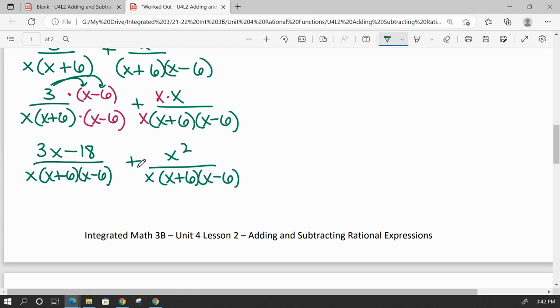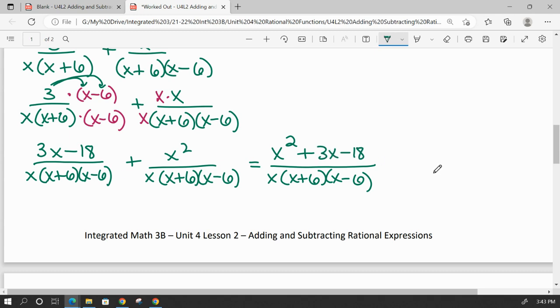So now, going back to the idea from before, if you're adding two things with the same denominator, the denominator stays the same. And then you would add your numerators. So the 3x minus 18 plus x squared. Now you do want to put this in the correct order. So the correct order would have the x squared first, then the 3x minus 18.